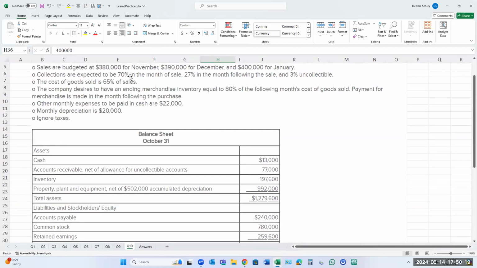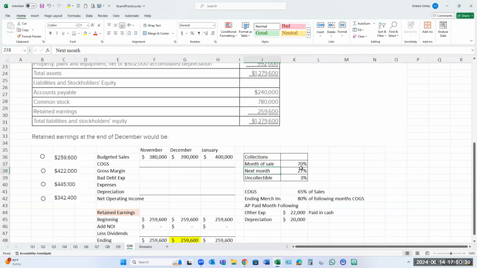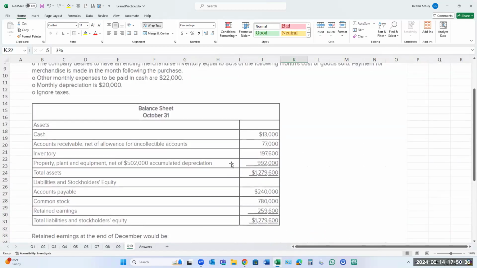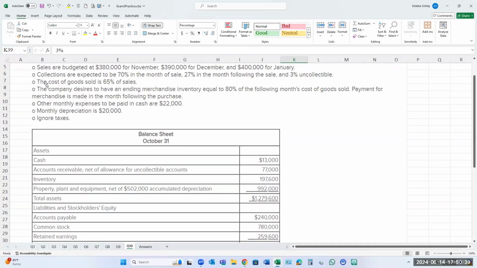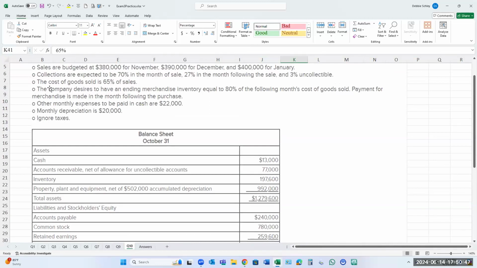Collections are expected to be 70% in the month of the sale, 27% in the month following the sale, and 3% uncollectible. Cost of goods sold is 65% of sales. The company desires to have an ending merchandise inventory equal to 80% of the following month's cost of goods sold. Payment for merchandise is made in the month following the purchase.